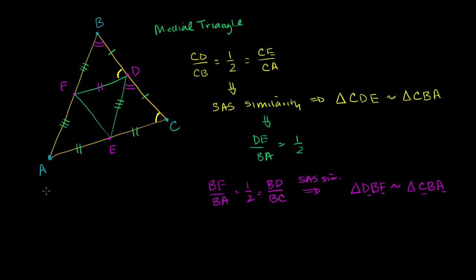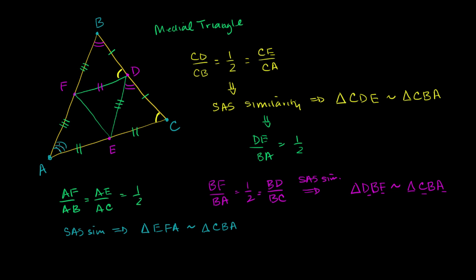But we see that the ratio of AF over AB is going to be the same as the ratio of AE over AC, which is equal to 1/2. So we have two corresponding sides where the ratio is 1/2 from the smaller to the larger triangle. And they share a common angle. They share this angle in between the two sides. So by SAS similarity, this is getting repetitive now, we know that triangle EFA is similar to triangle CBA.